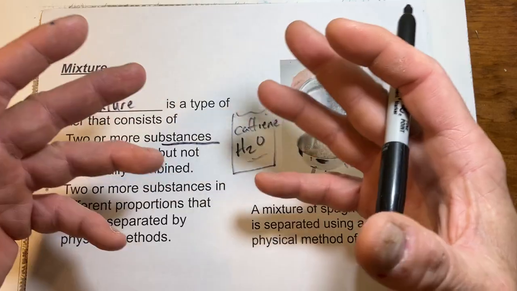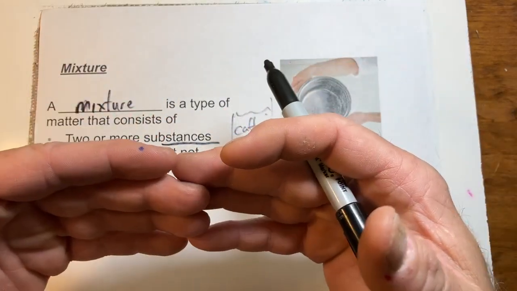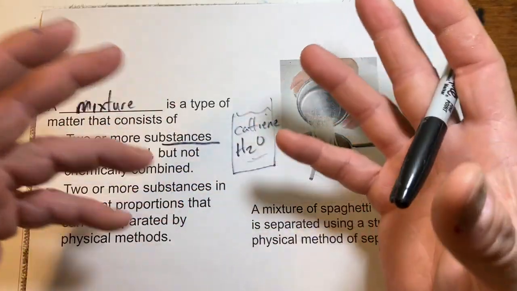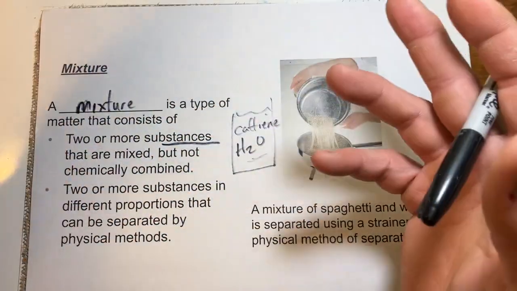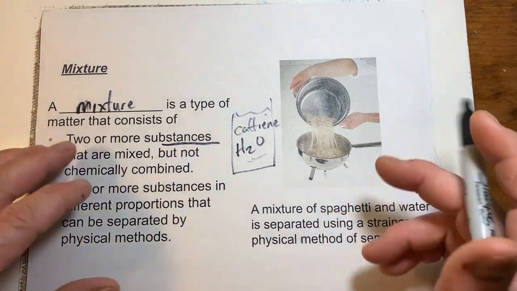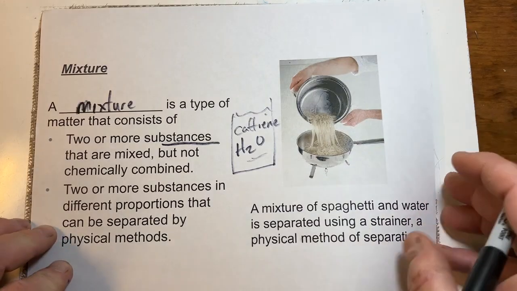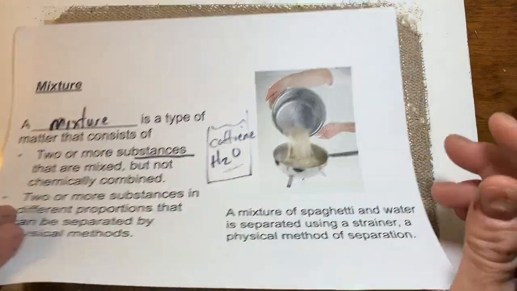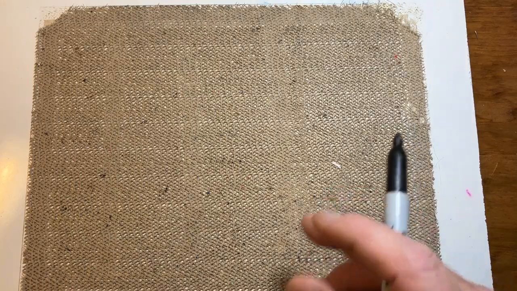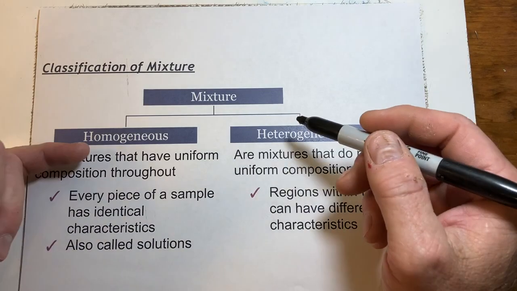It's like a party on a dance floor. You have people on it, but they're not combined to make new kinds of organisms. There's just people mixed together on the dance floor, but they could walk away and still be intact, not torn apart and made into some new weird creature with four legs or whatever. So they're separate, but they're mixed together. That's a mixture. And we can say, again, heterogeneous, spaghetti and water, or homogeneous, coffee. Okay, so we have mixtures, homogeneous, heterogeneous.